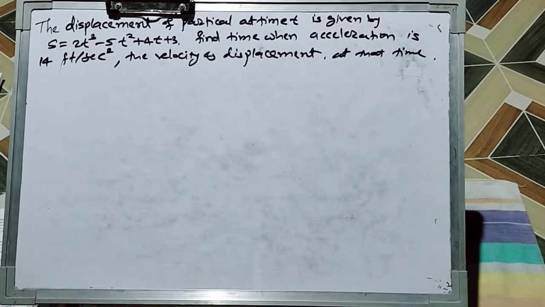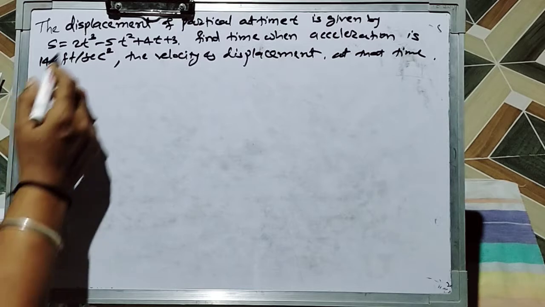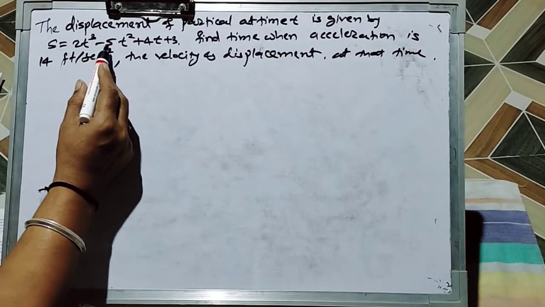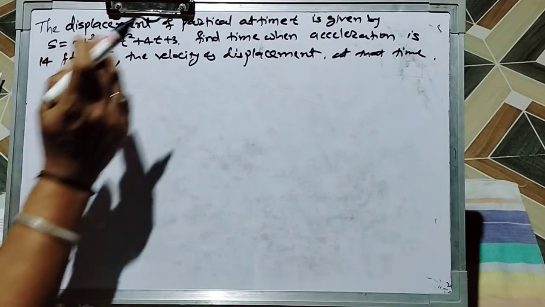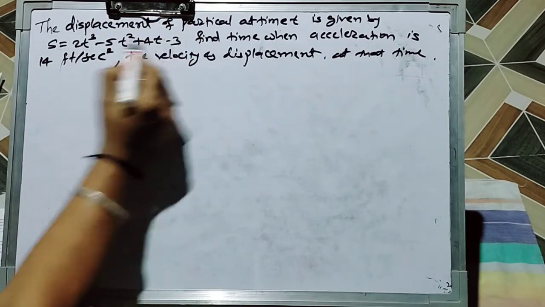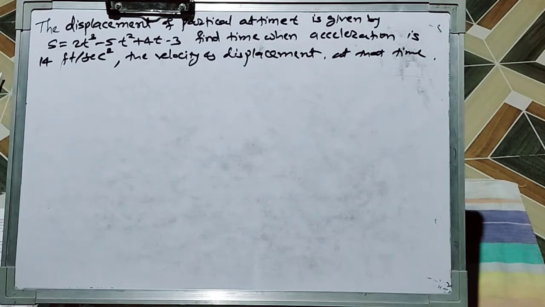Now consider an example. The displacement of a particle at time t is given by s equals 2t cubed minus 5t squared plus 4t minus 3. Find the time when the acceleration is 14 feet per second squared, and the velocity and the displacement at that time.